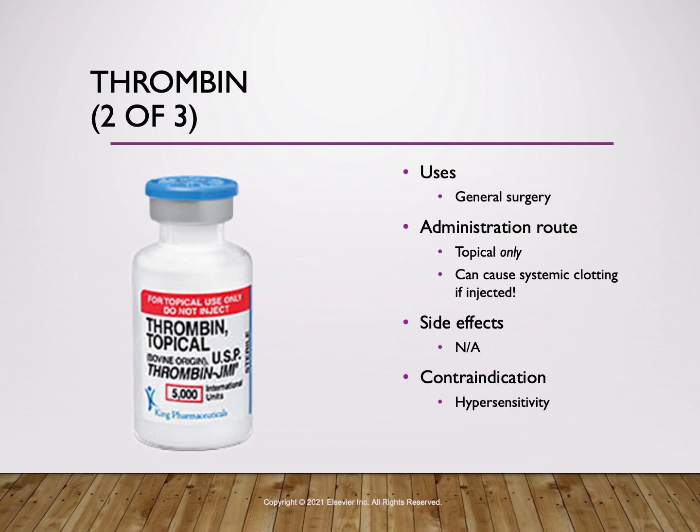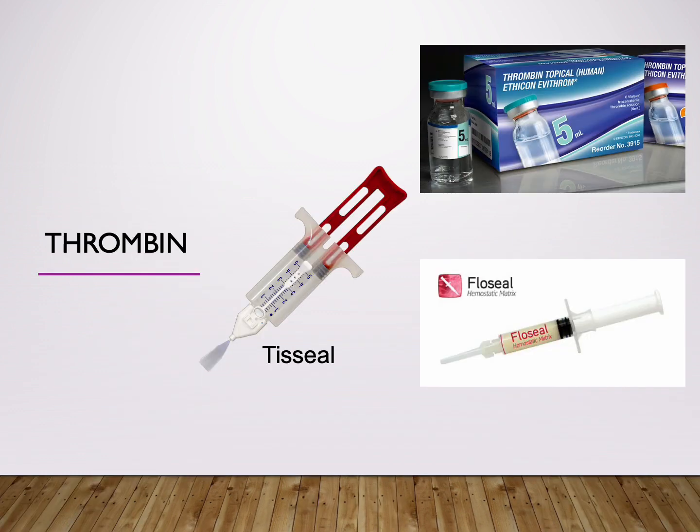So while thrombin does not have any known side effects, it is contraindicated for use on patients that have a known or documented hypersensitivity. Some examples of thrombin include Thrombostat, Thrombogel, Thrombopad, Evithrom, Recothrom, Vitagel, Tisseel, and Floseal.